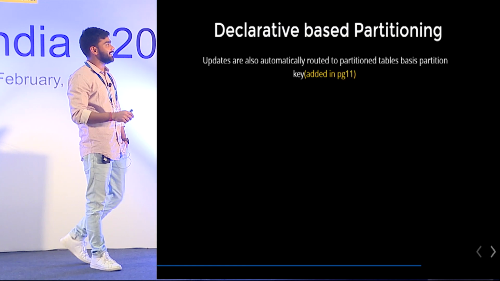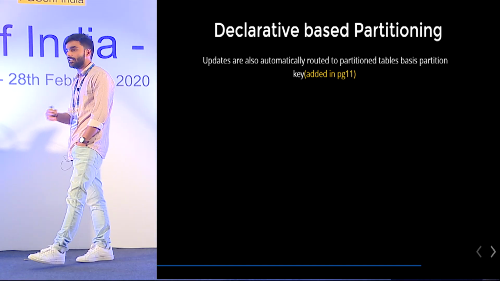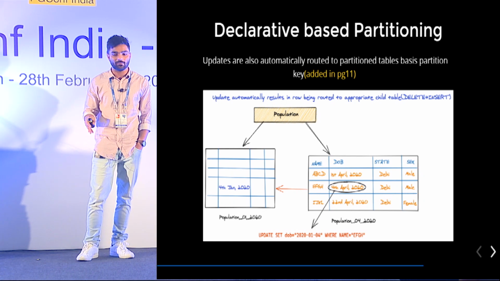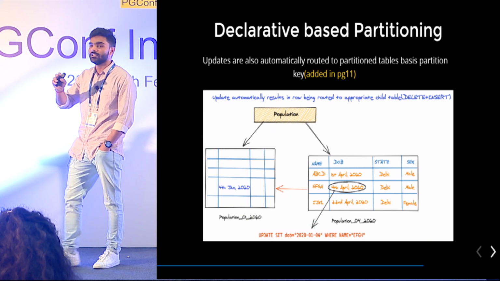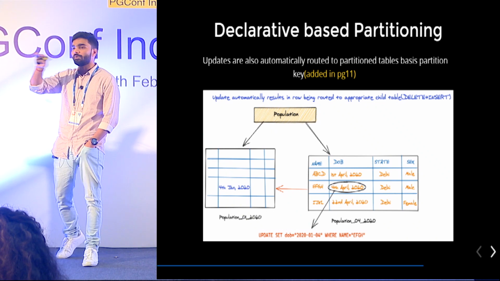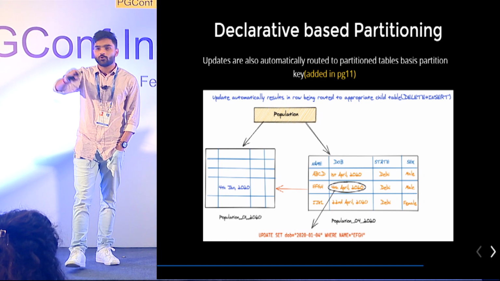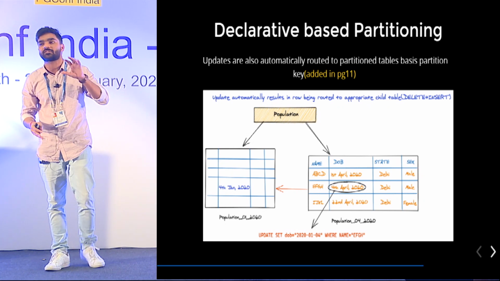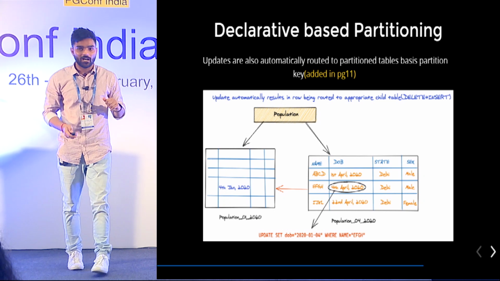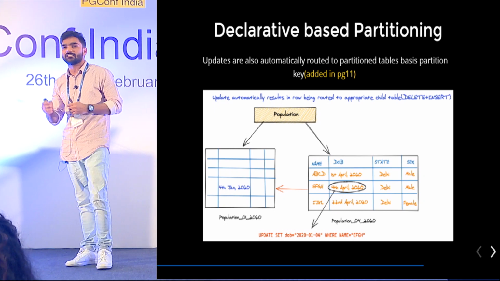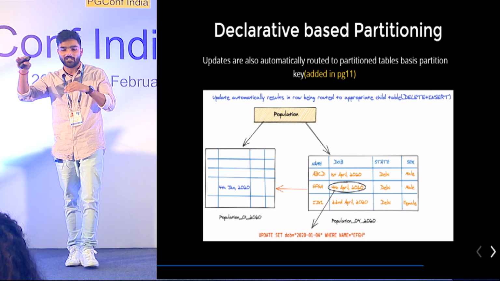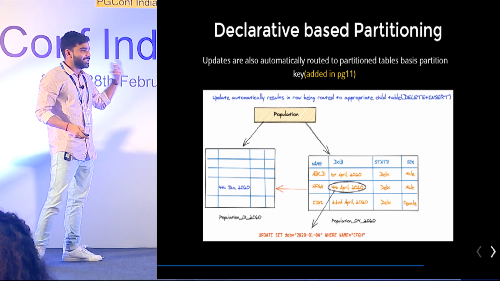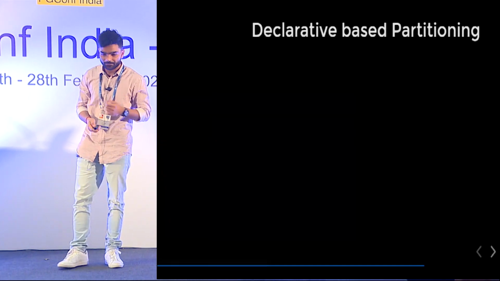Updates are also automatically routed to the partition table, based on the partition key. This was added in Postgres 11. What that means is, suppose you have a partition for the April month. In that partition, you update the value of the partition key because this row does not belong to April, it actually belongs to January. You update the value there, and it will automatically get routed to my January table. This was not possible in Postgres 10. This came in Postgres 11. And it is not really an update, it is a delete plus insert. It will delete from my April table and then insert into my January table. So that is one of the major updates that Postgres made in Postgres 11.